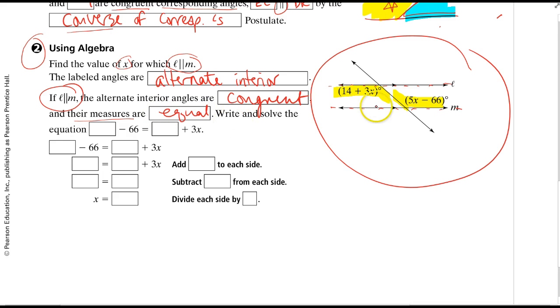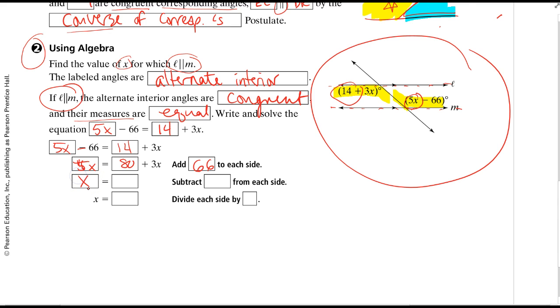So I can practice my algebra now. And here's what the equation looks like. They're trying to get you to fill in 5x here and the 14 here. So now 5x minus 66 equals 14 plus 3x. Add 66 to both sides and you're left with 5x equals 80 plus 3x. There it is. Added 66 to both sides.